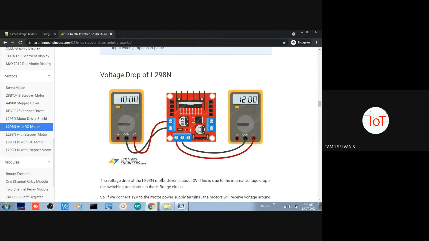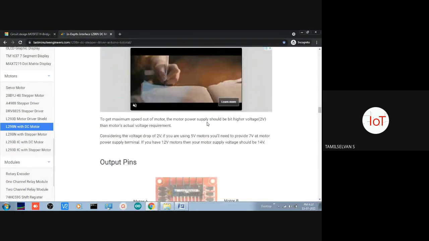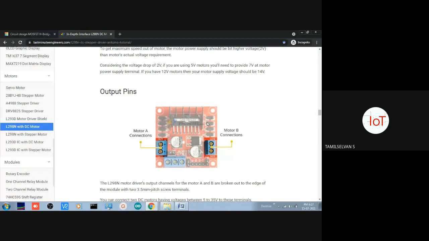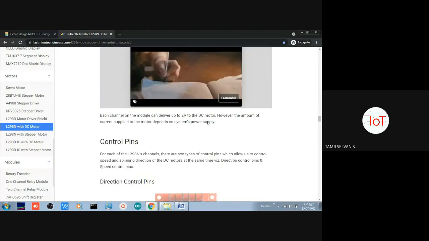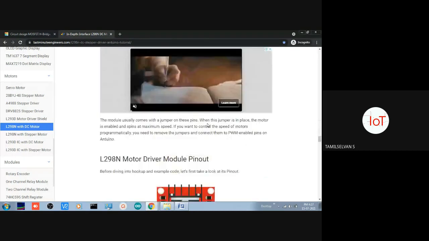So at least 2 voltage will be the drop voltage required for your circuitry, because the MOSFET transistor needs to be biased. It will be consuming certain voltages. Okay, and that's it. So the connections are over.